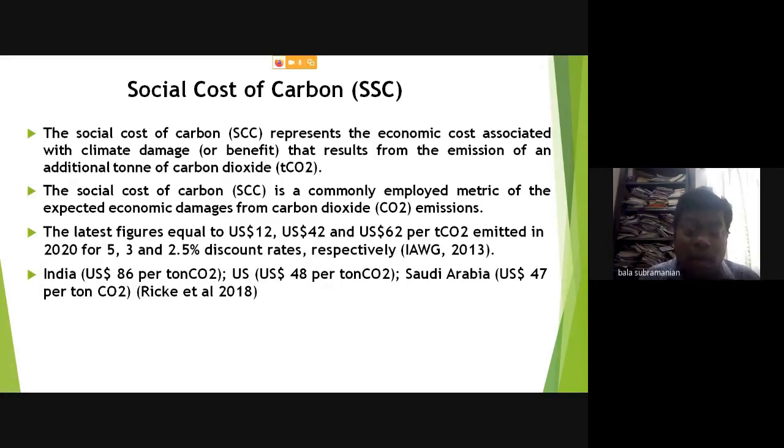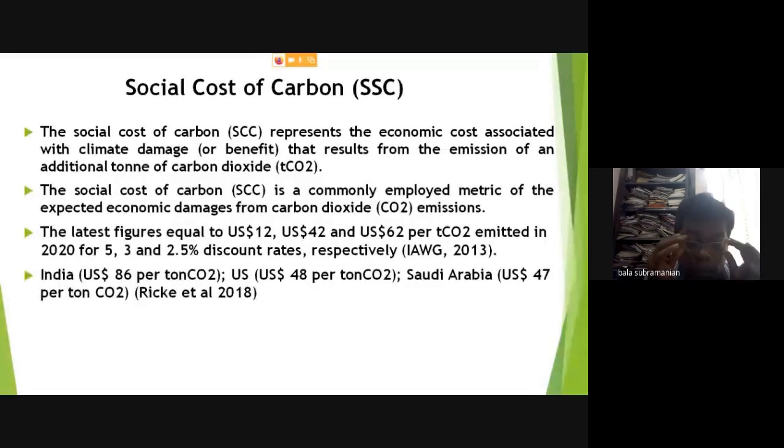At one of the COP conferences, they introduced the concept of common but differentiated responsibilities. CO2 emission is common, but we are putting different responsibilities. That is a very basic issue. We need a global common agreement, as I said earlier. So the social cost of carbon is also one of the basic economic instruments. It is helpful for designing climate change policies. So actually, many people want to show this as a model.